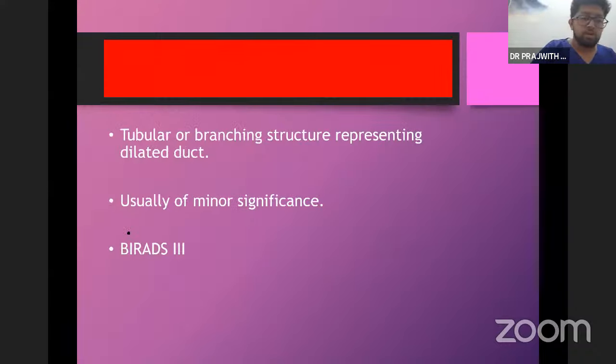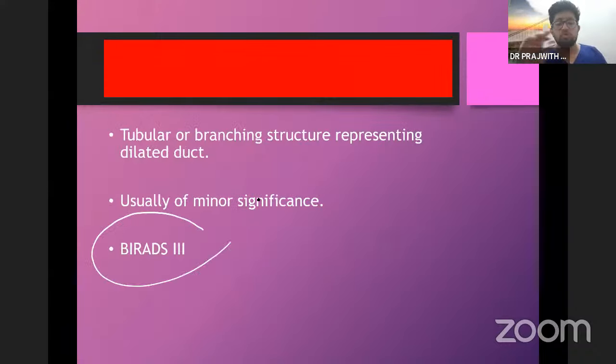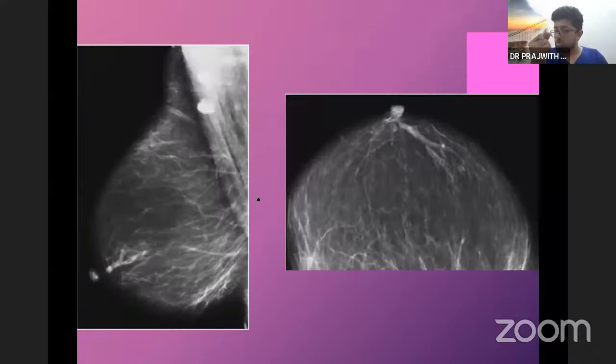So it will come under BIRADS 3 because close follow-up is required here, because an intraductal malignancy can appear like these dilated ducts with branching or linear structure. Now, whenever we see this, we'll keep it BIRADS 3, follow up in this patient.